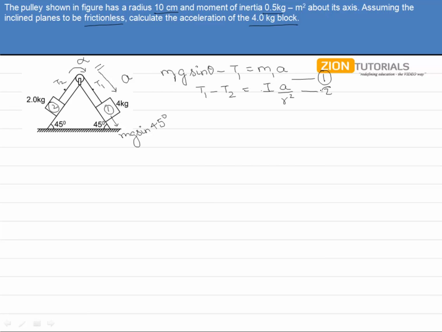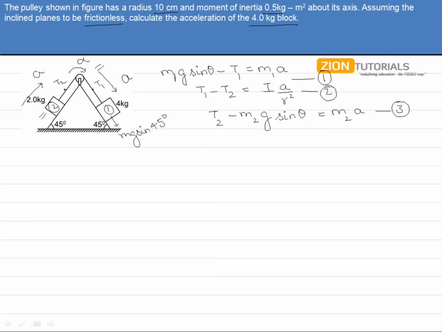upon R, which makes it R square. Marking it as equation number 2, let us frame the third and last equation for block 2. If this is moving down, then this block will obviously be moving up with an acceleration of a. So we can write T2 minus m2g sine theta equals mass into acceleration a, and mark it as equation number 3.